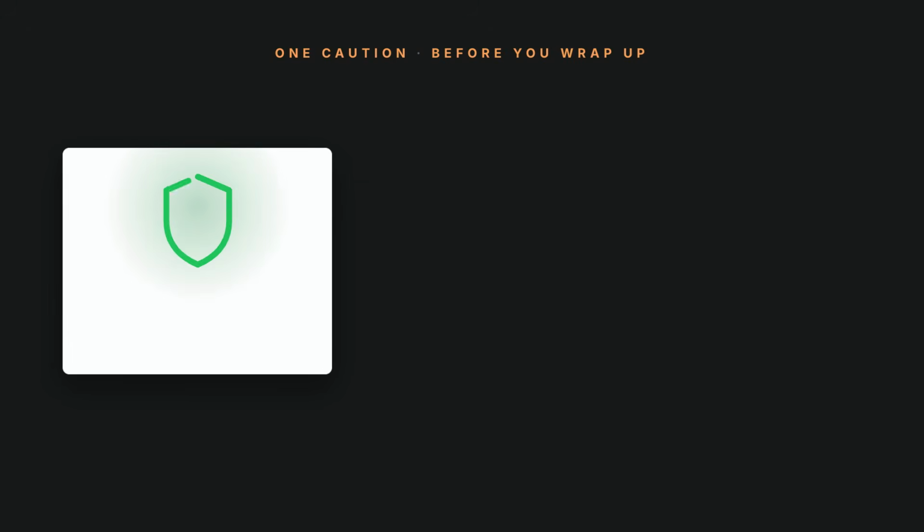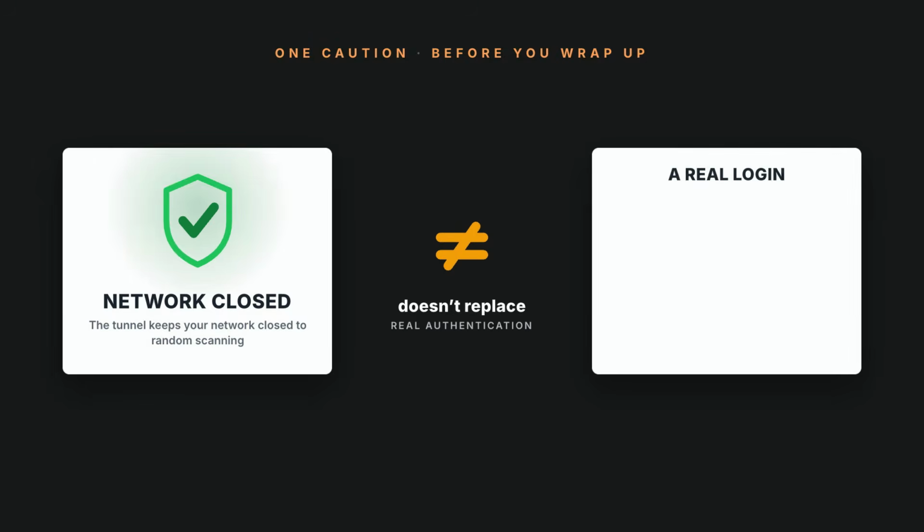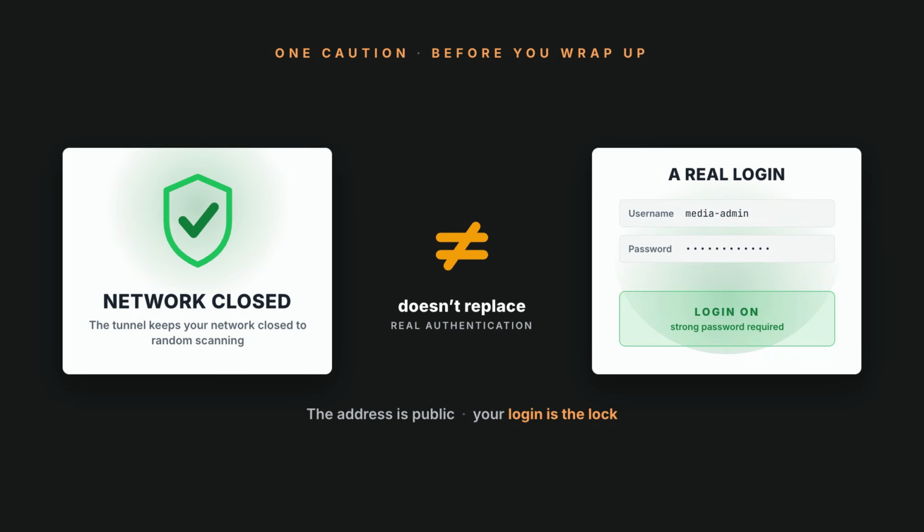One caution worth sitting with before you wrap this up: if what you're exposing has its own login screen, like a media server or a device dashboard, make sure that login is actually turned on and using a strong password. The tunnel keeps your network closed off from random scanning, but it doesn't replace having real authentication on the thing you're sharing, since anyone with the address could still try to log in.